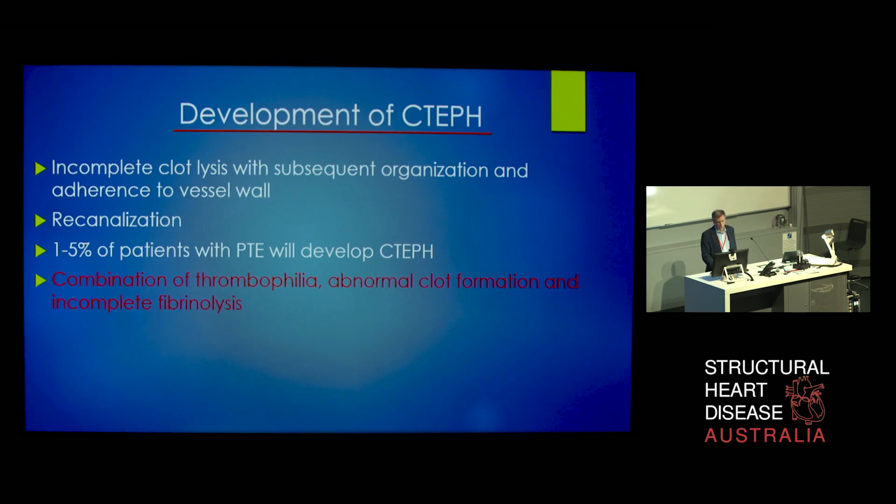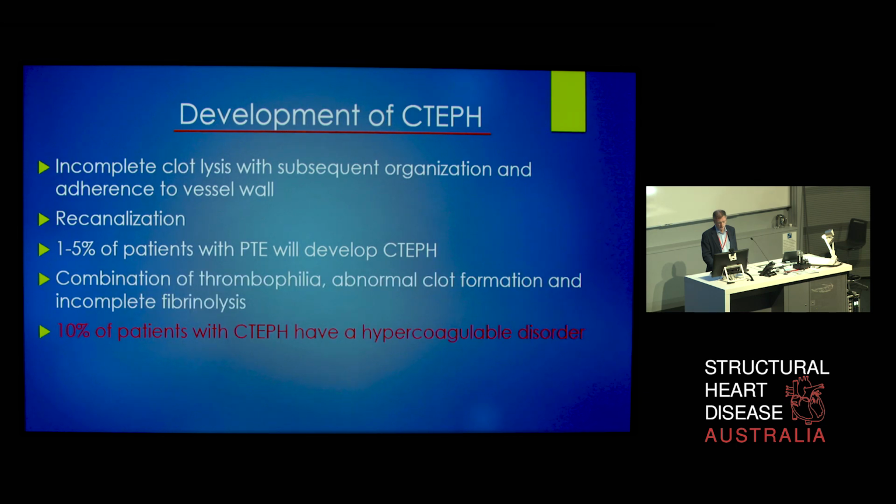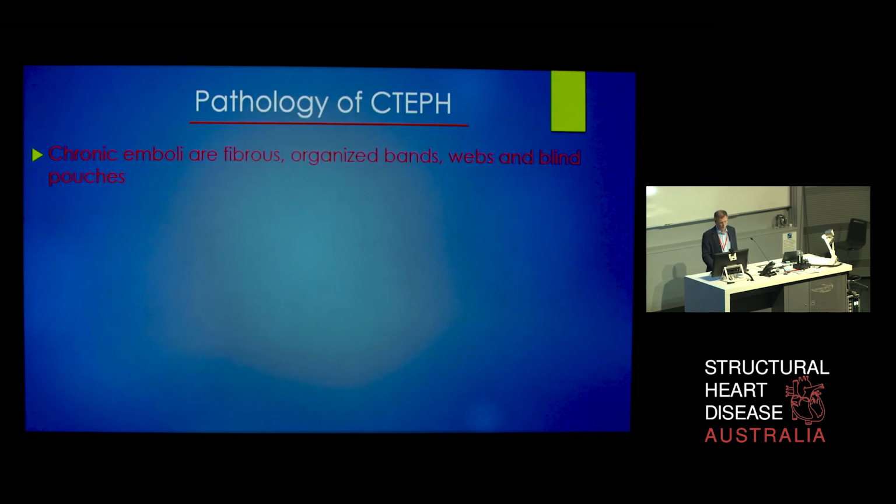About 1 to 5% of patients with a pulmonary embolus will ultimately go on to develop CTEPH, and it's a combination of thrombophilia, abnormal clot formation, and incomplete fibrinolysis. About 10% of patients who develop CTEPH will actually have a definable hypercoagulable disorder. Now, what we see surgically, and this is an important pathology which underpins the operation, these chronic emboli are fibrous, organised bands, webs, and blind pouches.